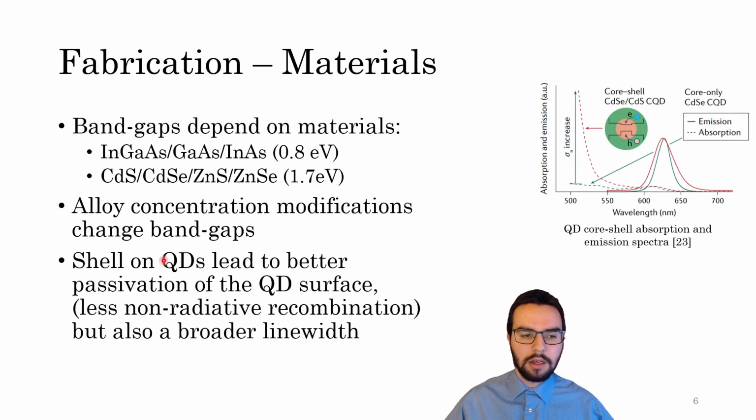Now the shell on the quantum dots, especially cadmium sulfide and cadmium selenide, can lead to better passivation of the quantum dot surface, as we've learned in class. So having a shell on top actually yields better absorption, as we can see on the right here. The problem is, in quantum dot lasers, we actually care a lot about the line width of the emission peak. And this also gets broadened because of the more elements that there are.